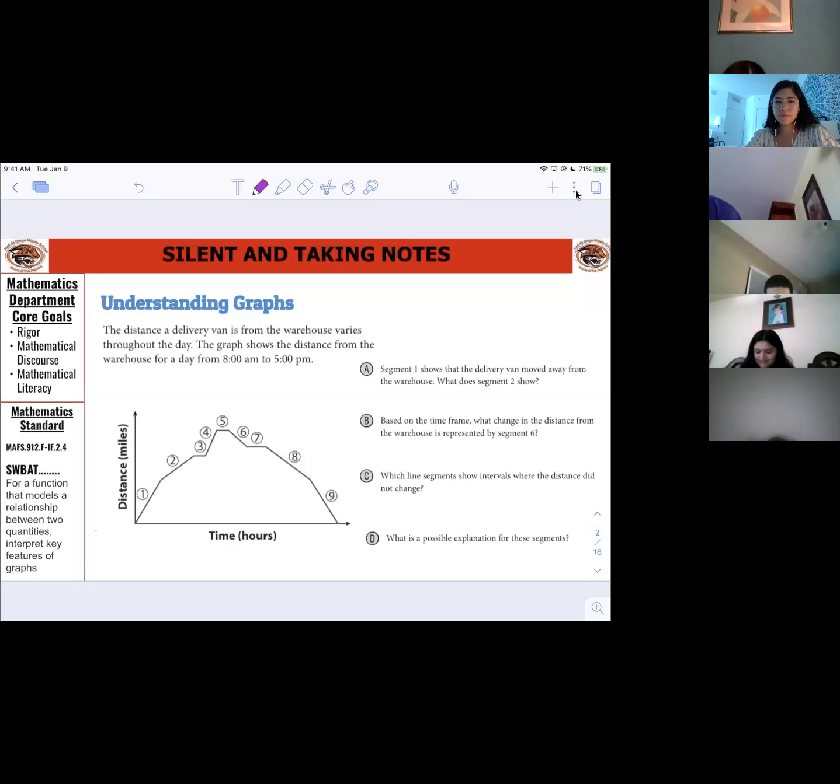The distance a delivery van is from the warehouse varies throughout the day. The graph shows the distance from the warehouse for a day from 8 o'clock a.m. to 5 o'clock p.m. Perfect. All right. So the information that we just read tells us what we're looking at on the graph, right? Now let's look at the graph and let's label our axes.